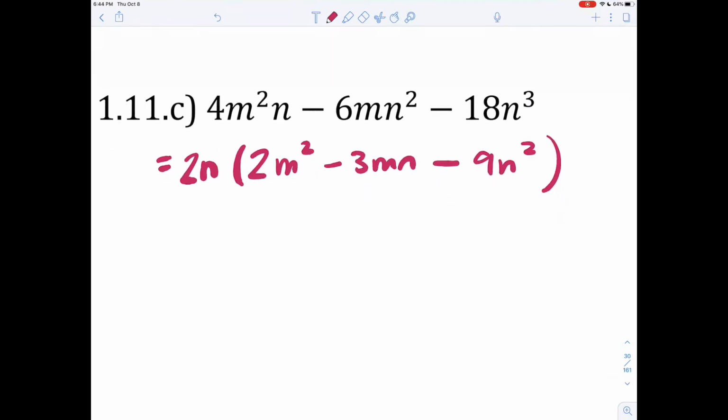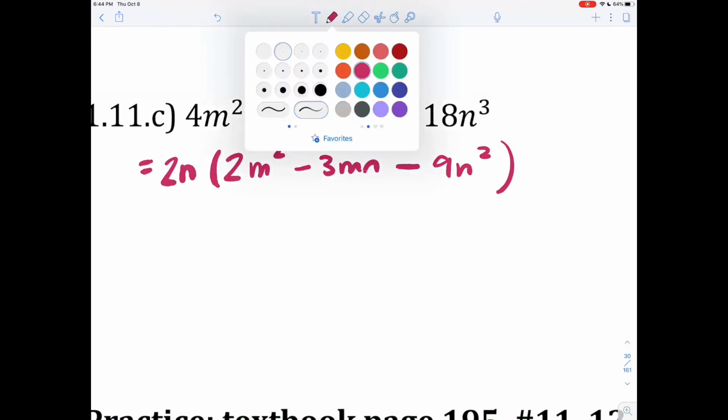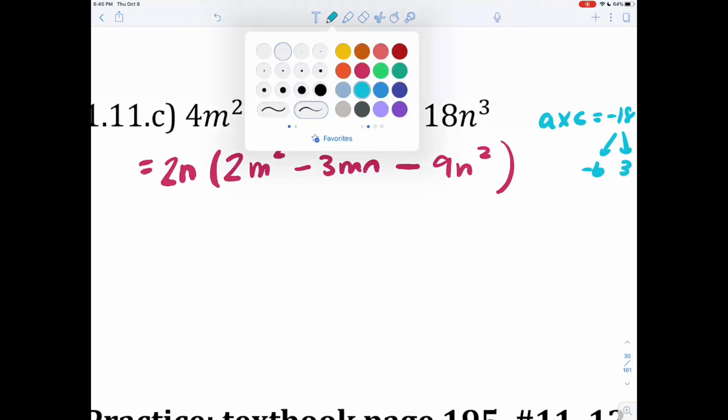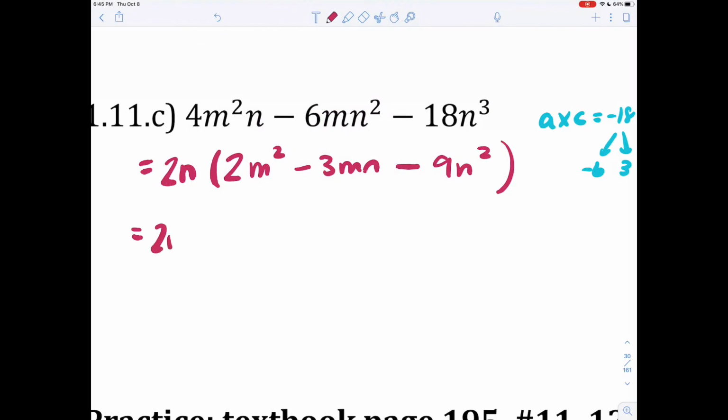From here, I'm going to continue on with my decomp as well. So I look at my a times c, which is 2 times negative 9, which gives me negative 18. Factors of negative 18 that add to negative 3. Well, I'm thinking of negative 6 and positive 3. And that's how I'm going to break down my middle term. Keep in mind that I still need to write that GCF every single time. I'm going to switch to square brackets just to ensure that I see that huge difference, that everything in my decomp step is being contained by those brackets. But the type of brackets doesn't totally matter as long as they are present.